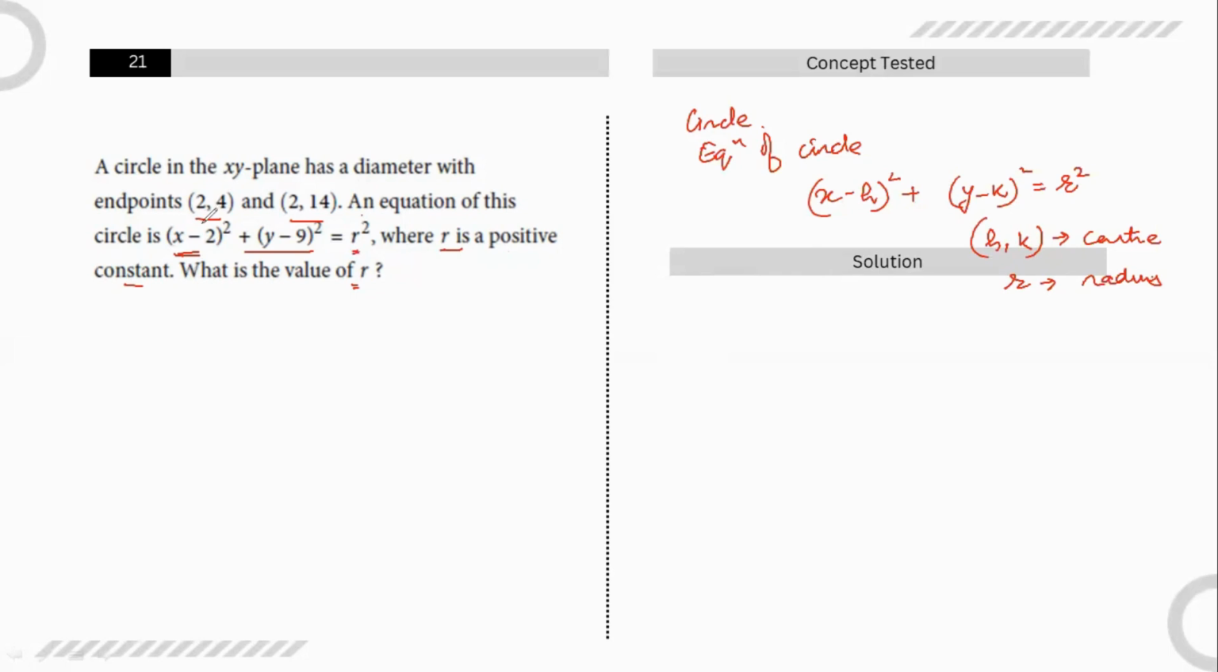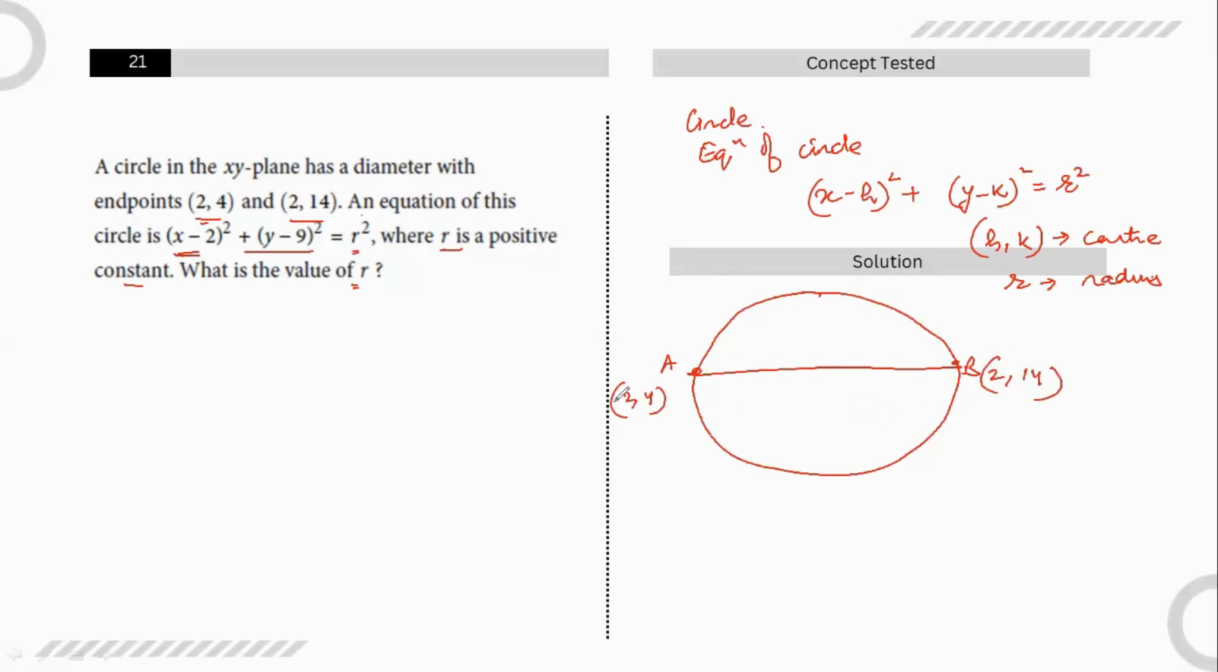Now, if you understand the question well, it says there are 2 points which are on the diameter, right? Let's say there is a circle passing through these 2 points, A and B, and that's the diameter here. A has coordinates (2, 4), and B has coordinates (2, 14), right?